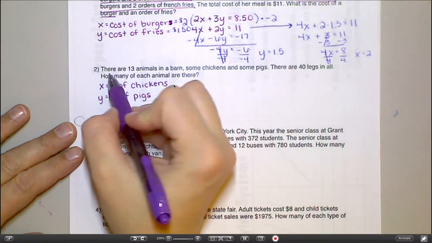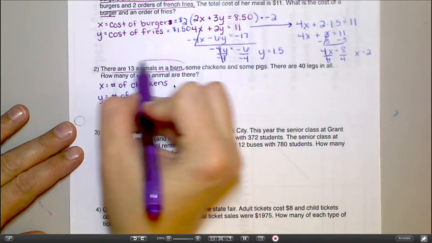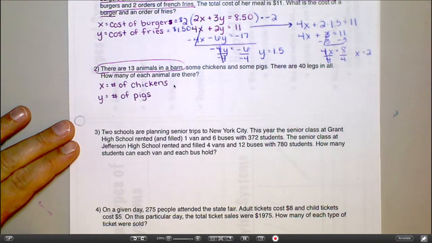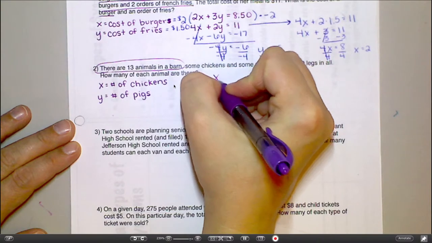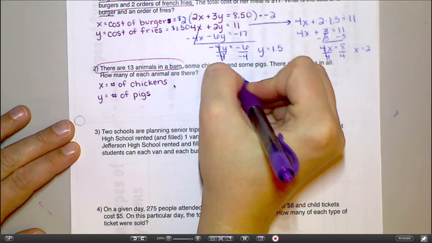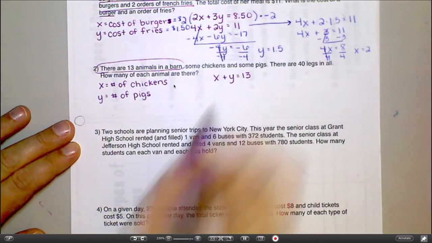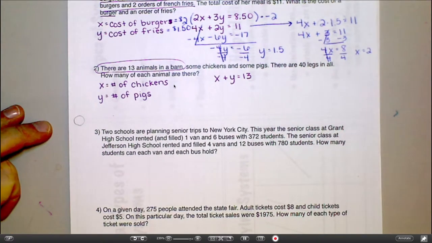Let's start with this. There are 13 animals in a barn. I've got pigs and chickens. How am I going to write an equation to show that altogether there are 13 animals? That's it. X plus Y equals 13. So that first equation is just talking about how many there are.